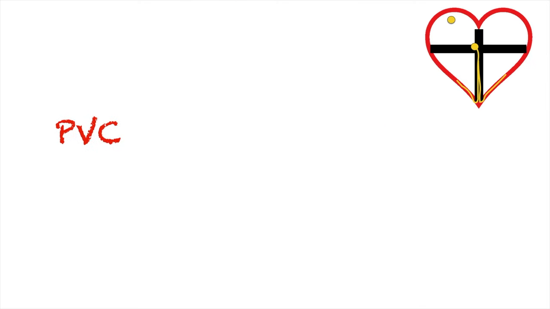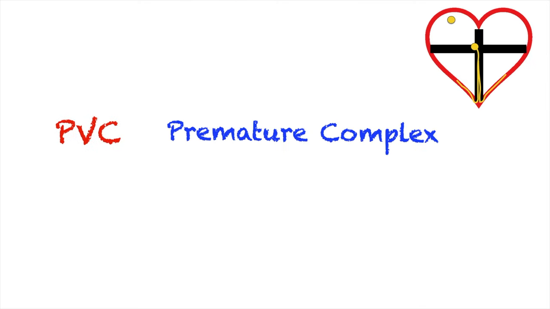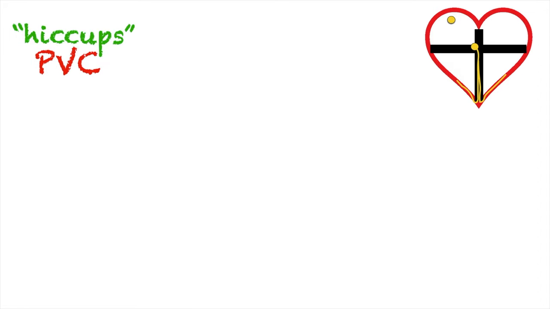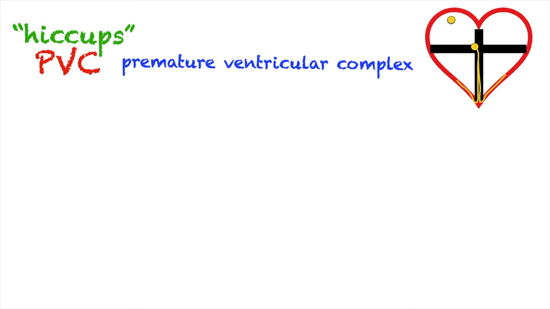Hello guys, we are going to talk about PVCs. A PVC is an example of a premature complex. Note the word premature. These premature complexes tend to fire earlier than normal. They can be considered to be the hiccups of your heart rhythm. So what exactly is a PVC? PVC stands for premature ventricular complex.